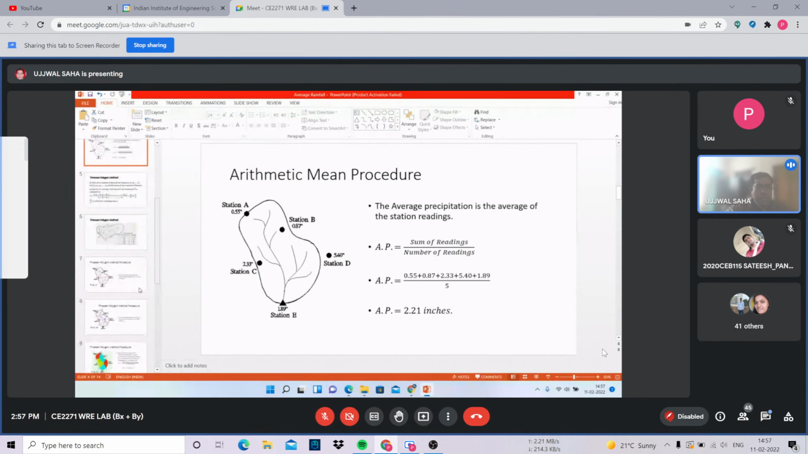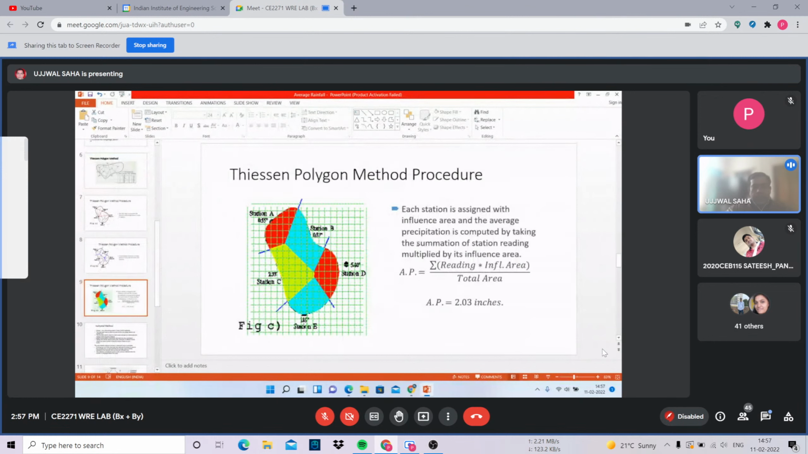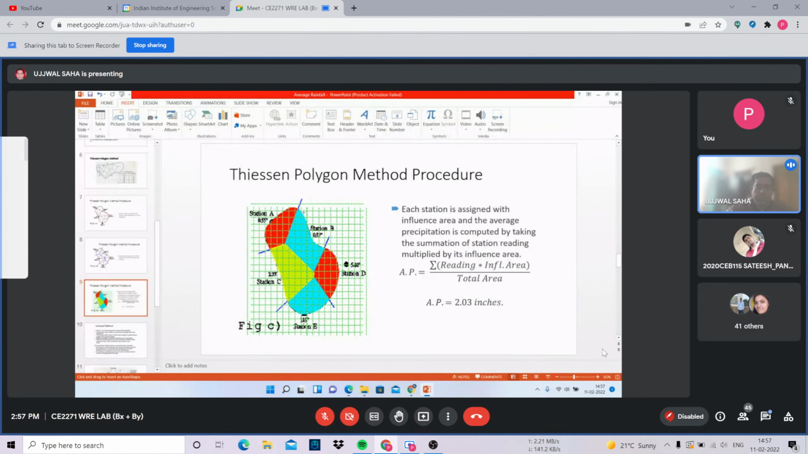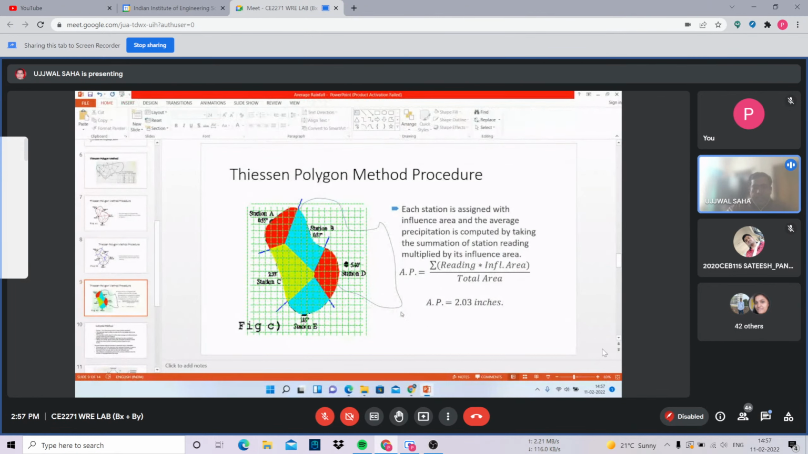Suppose, let me draw another catchment. Another catchment is like this, and the outlet of the other catchment is here. So station D is actually inside this catchment. Is it clear? Yes, sir.